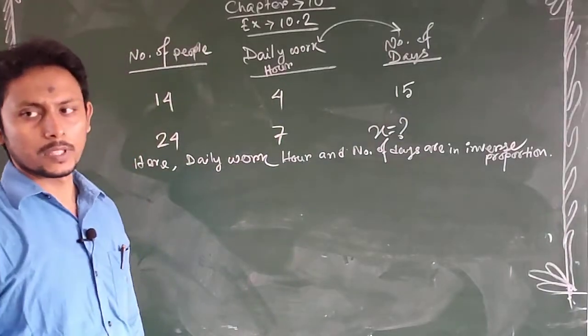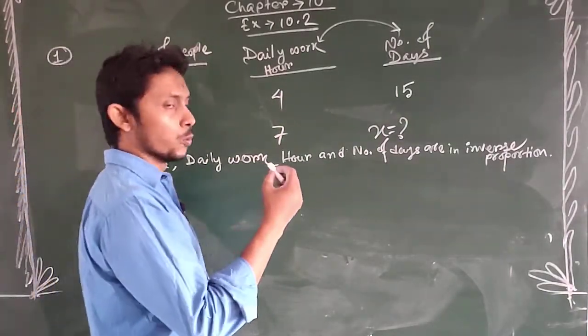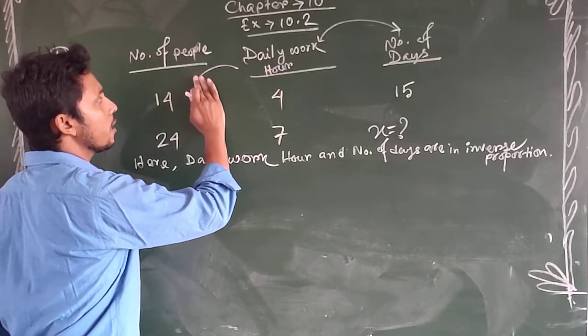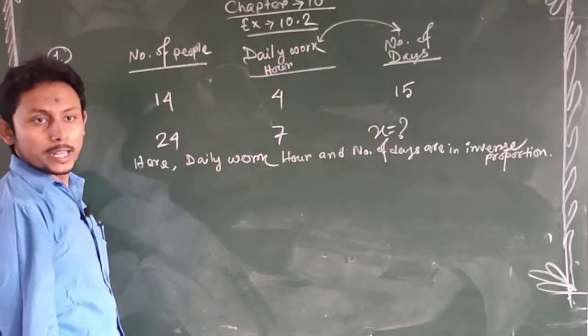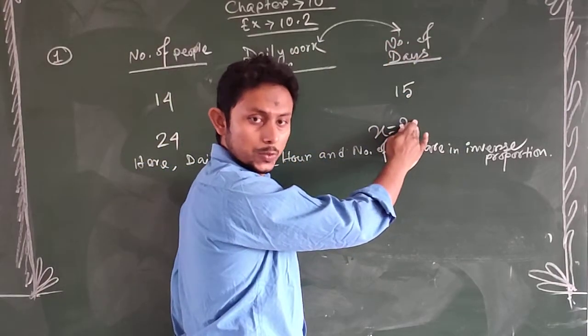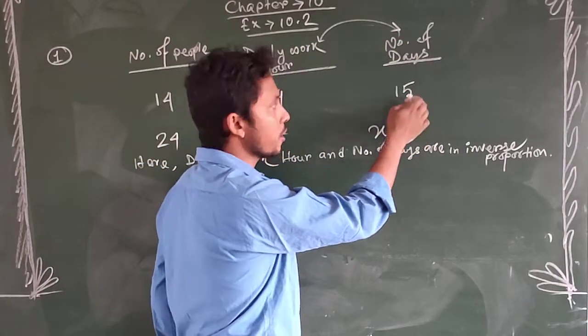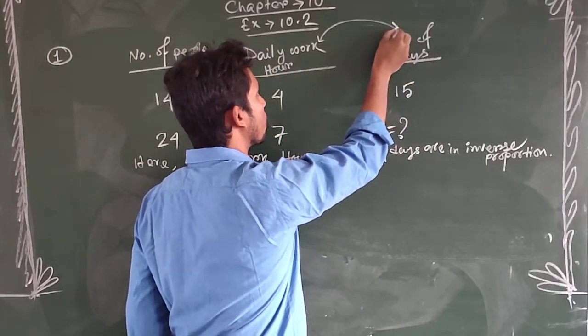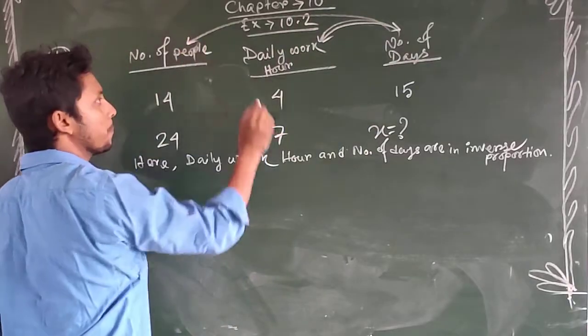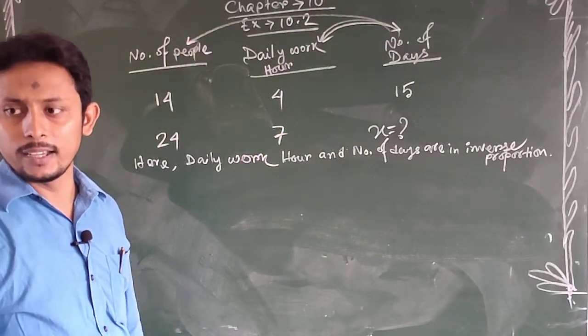Next one, we need to compare 2. Which 2 are we going to compare? These 2? No, we are not going to compare these 2. We are going to compare with the number of days, because we need to find this one right now. So that's why we need to compare the number of days with these 2, and then we are going to compare number of people and number of days.